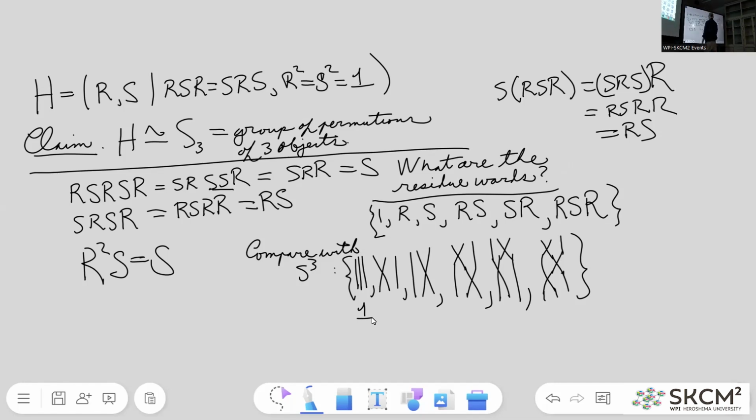If I define this to be R, this to be S, then this is RS by definition, this is SR by definition, this is RSR. And it's certainly the case that R squared is equal to S squared is equal to the identity. And what about some other relations? Like RS times SR should be equal to the identity, right? RS times SR. But that's certainly true.